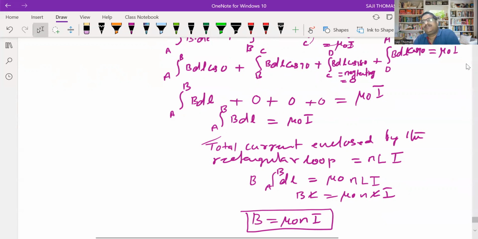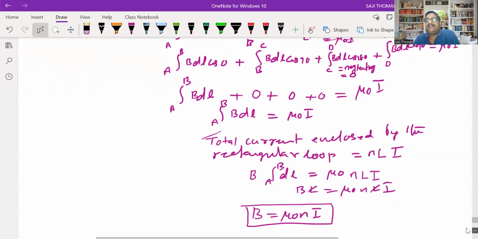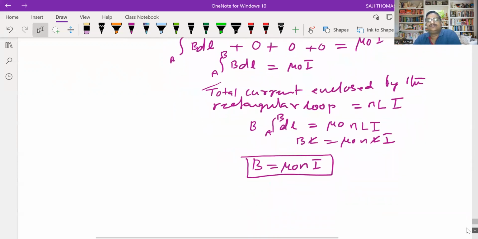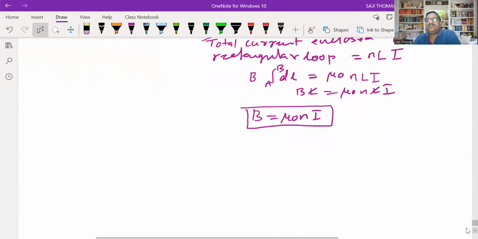So this topic is very important. We applied Ampere's circuital law to find the magnetic field inside a solenoid. Magnetic field outside the solenoid is 0. Magnetic field at the center is mu 0 N I. So the magnetic field pattern of a solenoid resembles that of a bar magnet.